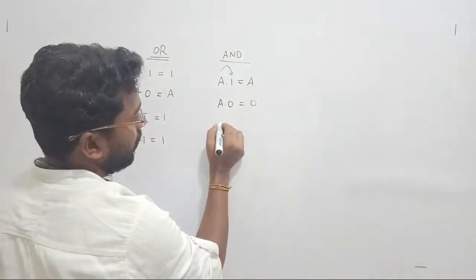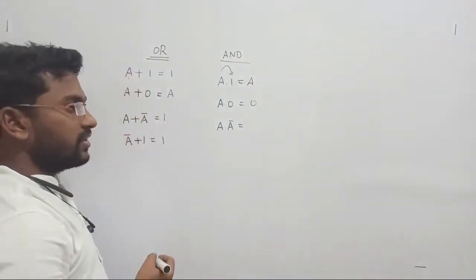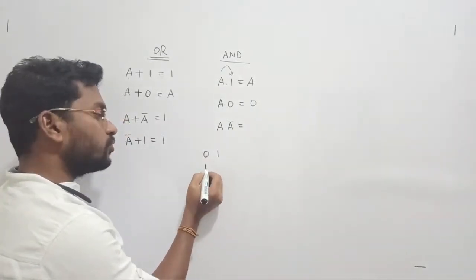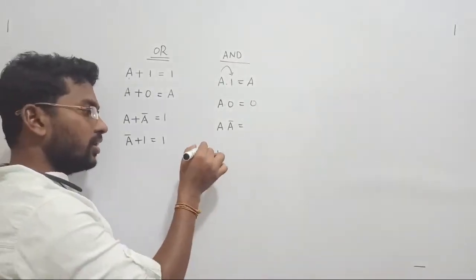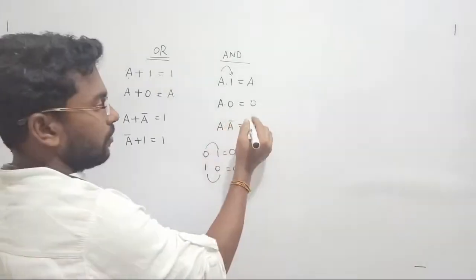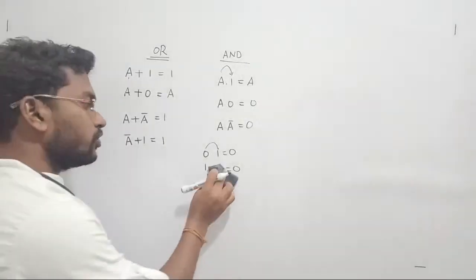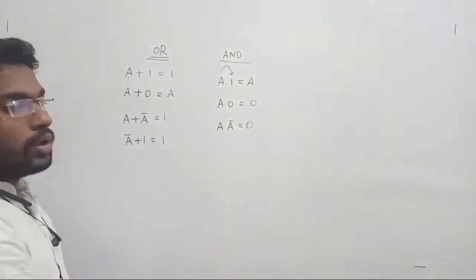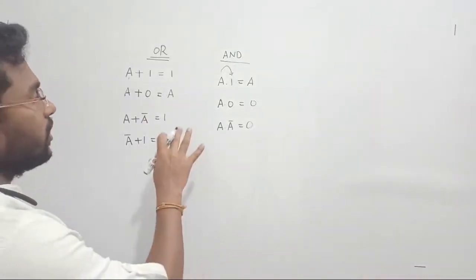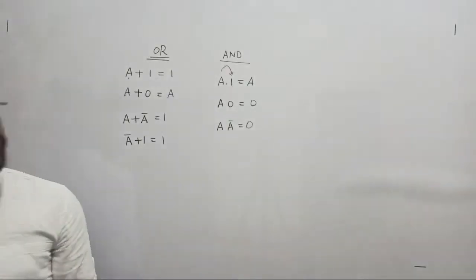Clear? Let us see. Similarly, I have A dot A bar. Let's see what happens. Suppose A is 0, then A bar will become 1. Suppose A is 1, then A bar will be 0. What is the conclusion? 0 dot 1, 0. 1 dot 0, 0. So A dot A bar is going to be 0. Very important observation. Don't forget, right? So A dot A bar is always going to be equal to 0. That's all. These are some of the properties that we observe in case of the AND operation. Clear? Yes.